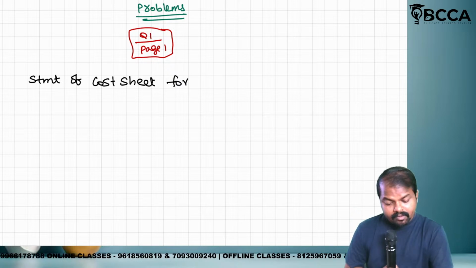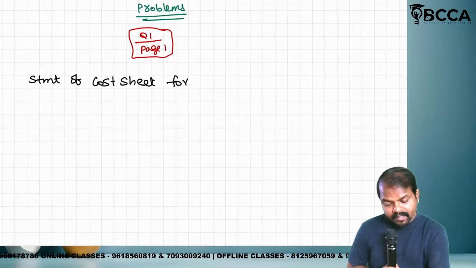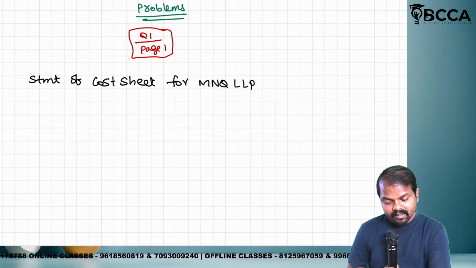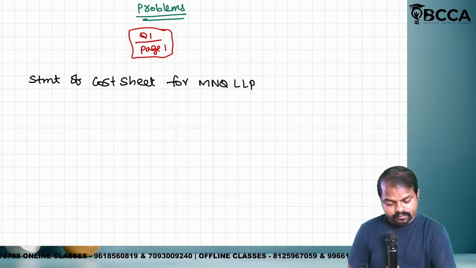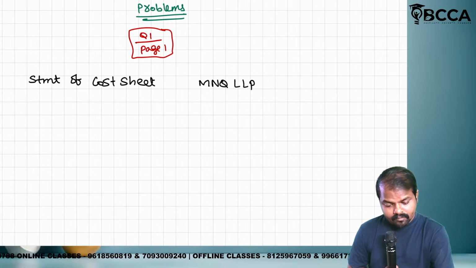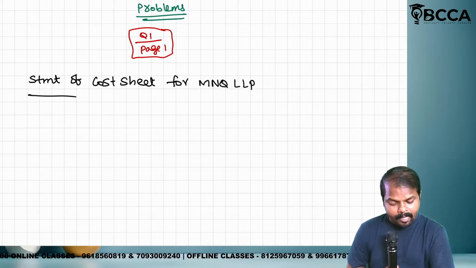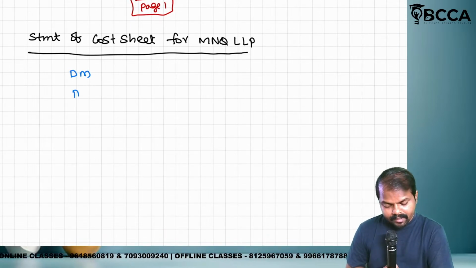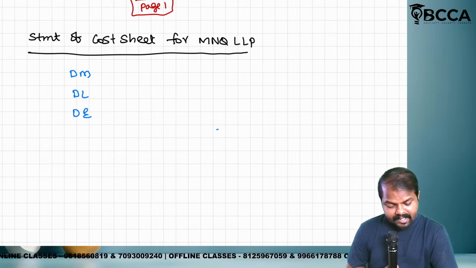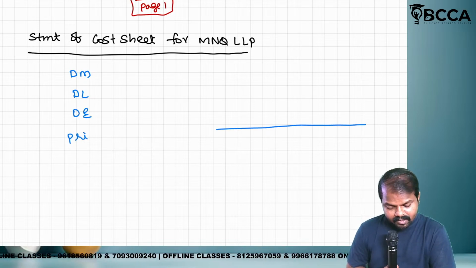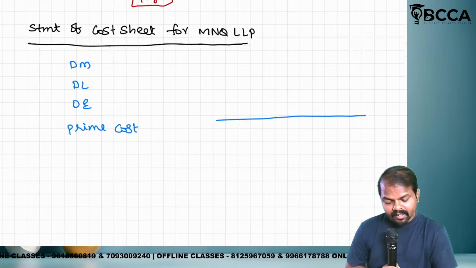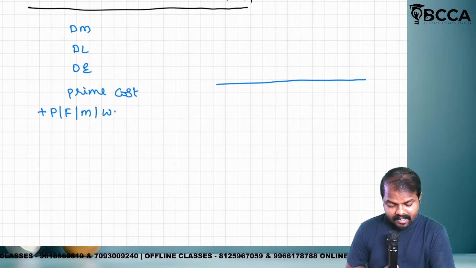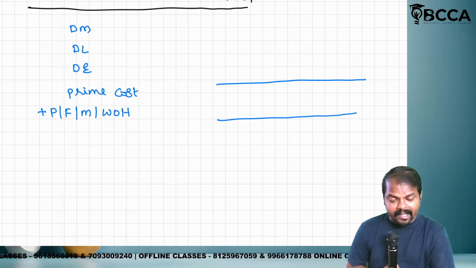For what is the company name my dear? MNQ LLP. What is the first line ma? Direct material, direct labor, direct expense, result will be referred as prime, correct? Plus PF MWOH. Don't write, I will give time, please focus.